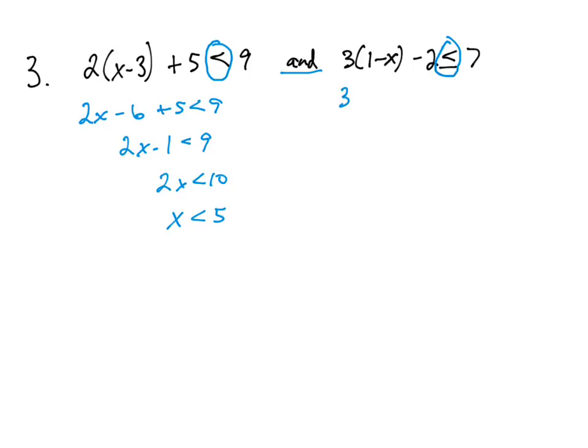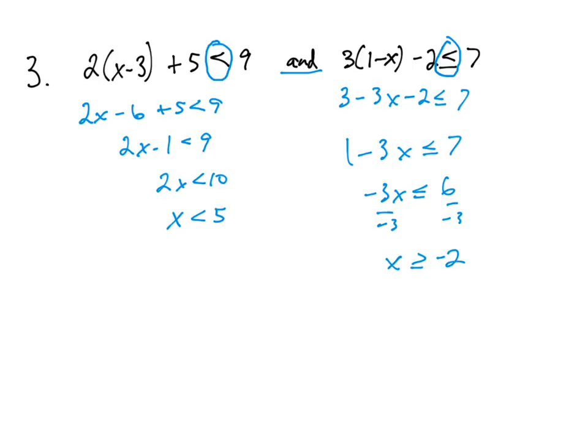Then on the right side, we'll have 3 minus 3x minus 2 less than or equal to 7. This will be 1 minus 3x less than or equal to 7. Subtract 1 from both sides. And then divide by negative 3. And again, we're dividing by a negative, so we reverse the inequality. Okay, so let's combine both of these solutions here. What this is saying is x is less than 5 and x is greater than or equal to negative 2.